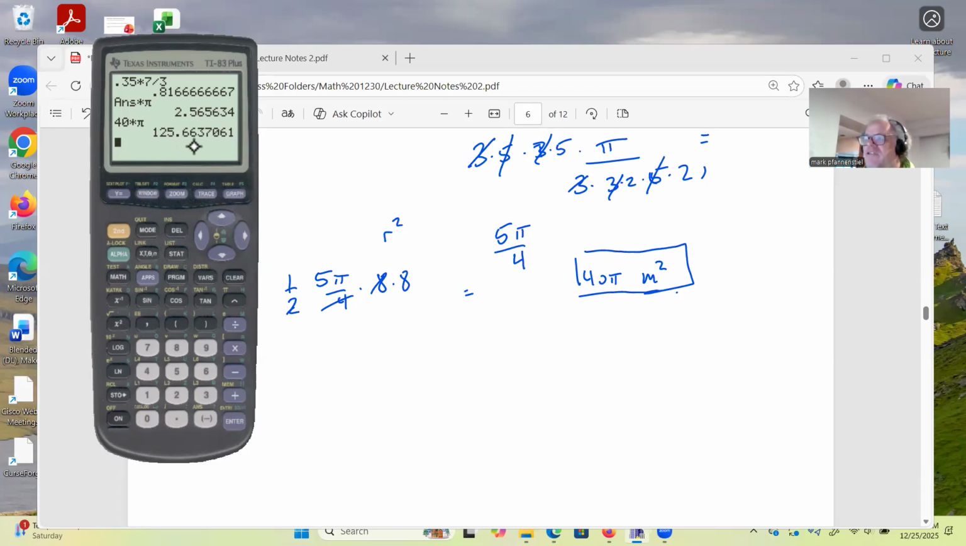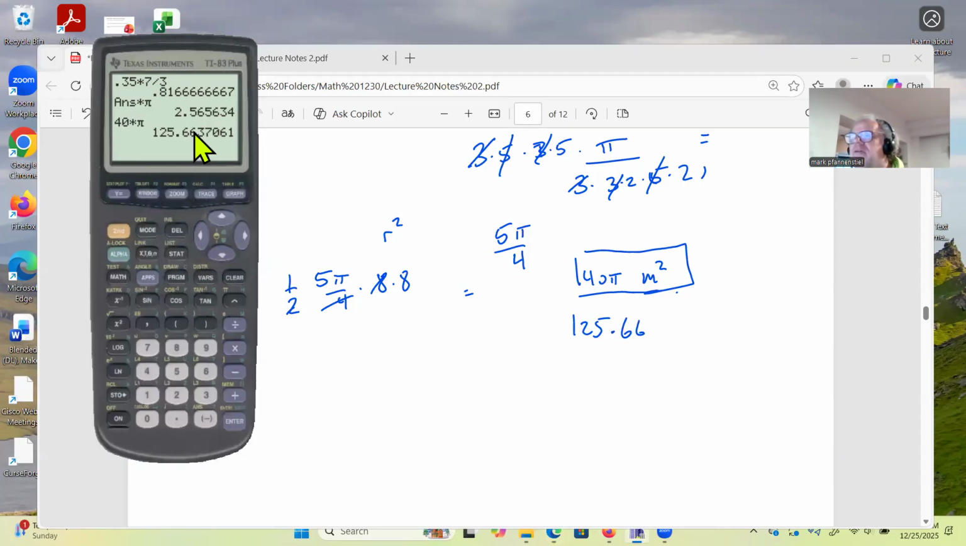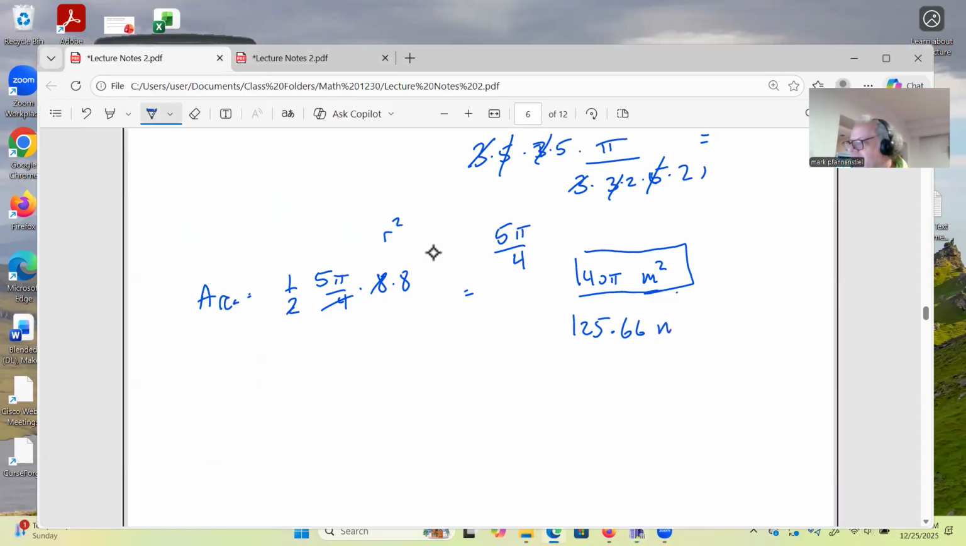But if we wanted to do this to 2 decimal places, this is 125.66. So 125.66 to 2 decimal places, right? We go through and say, yeah, the 3, so we don't round up. So 125.66 meters squared, and that would be our final answer for that.